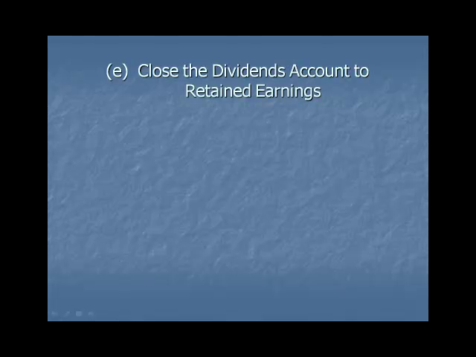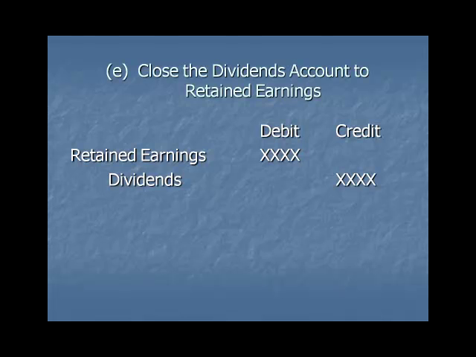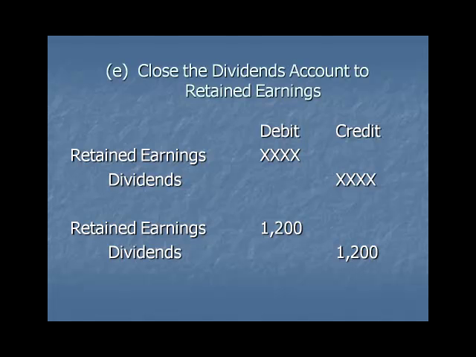Finally, we close the dividends account to retained earnings. Dividends have a normal debit balance, therefore we will decrease them with a credit. So we credit dividends and we debit retained earnings. Of course, debiting retained earnings decreases it. In our case, we have $1,200 of dividends, so we are going to debit retained earnings $1,200 and credit dividends $1,200.